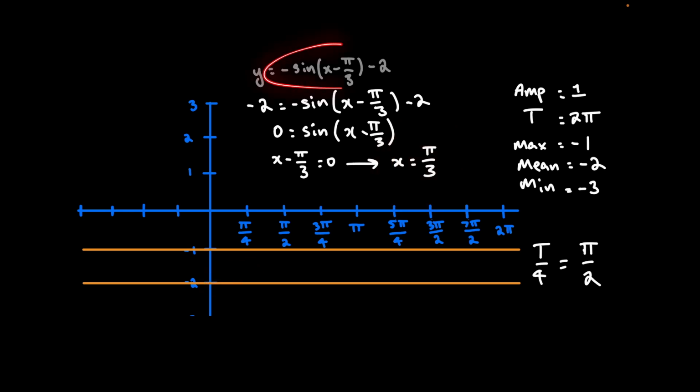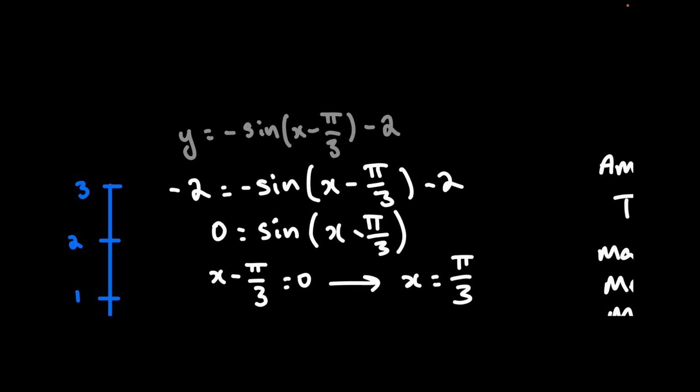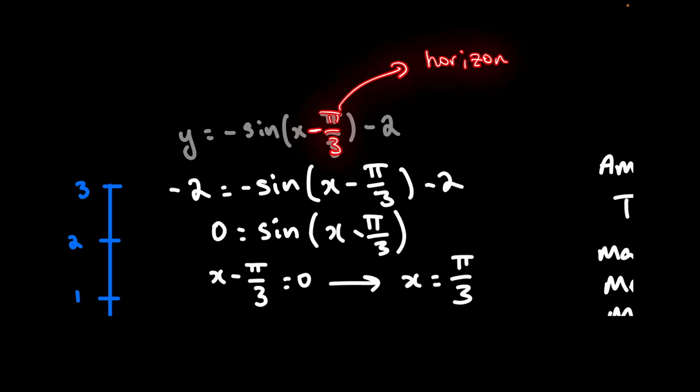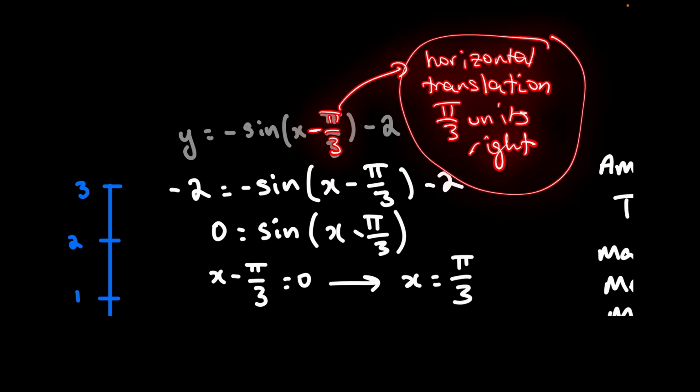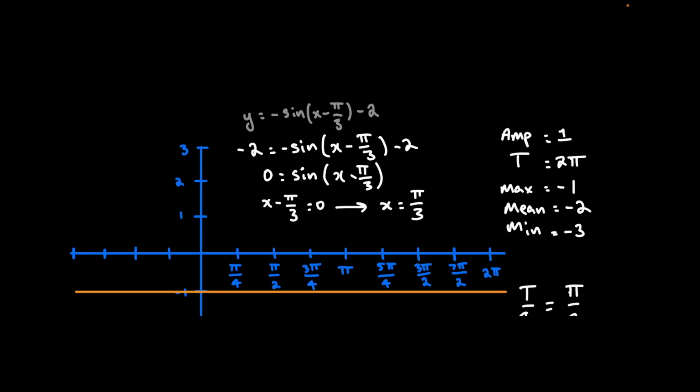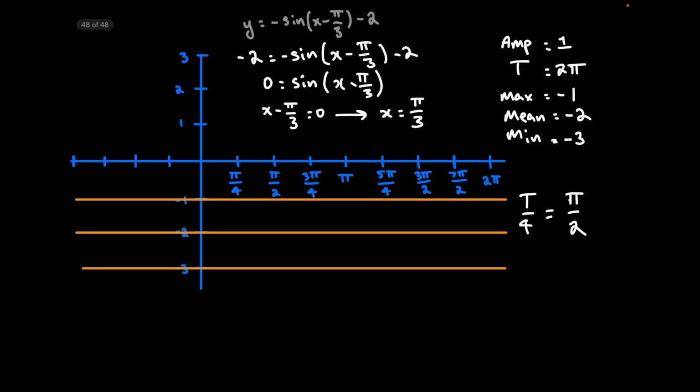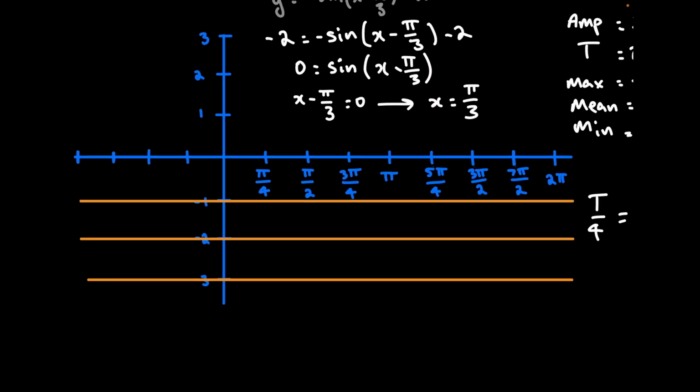Okay, and that makes a lot of sense just looking at the equation, because the presence of this minus pi on 3 would represent a horizontal translation by pi on 3 units to the right. Okay, this is what the minus pi on 3 represents. So it's very telling that x also equals pi on 3. And pi on 3 would be situated roughly over here.